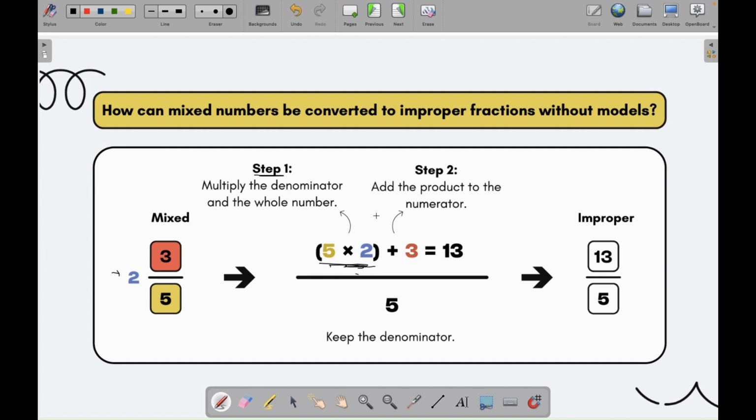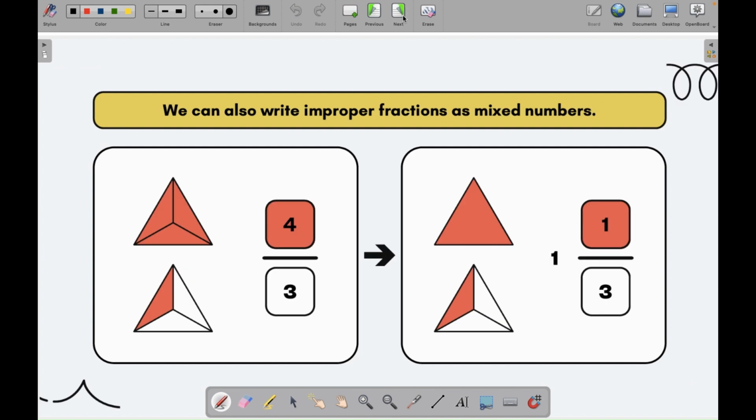Then what is the next step? Once we are done with the multiplication, we add the numerator. So multiply the whole part with the denominator and then add the numerator. Right? So 5 into 2 gives us 10, and then we add the numerator, plus 3 gives us 13. And we should keep the denominator as it is. We should not change the denominator. So we'll get 5 in the denominator. So I'll get 13 upon 5, which was the same answer that we got using the figure method. Again, we'll look at some more examples to make it more clear.